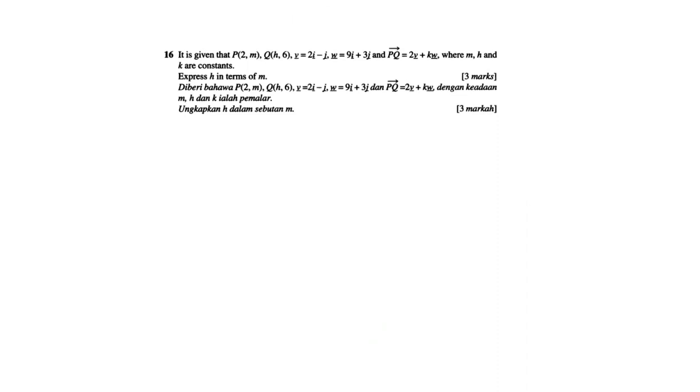So let's look at this question. They give you without diagram. What is the question asking? It is given that the vector PQ, express H in terms of M. So what is this? If you look at this one, it's very confusing. So why don't we write it down?